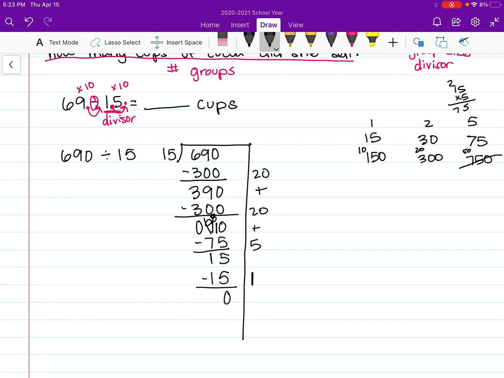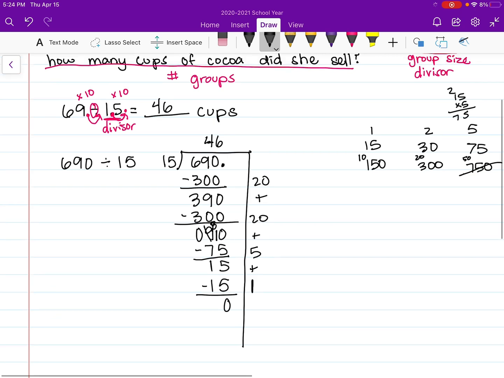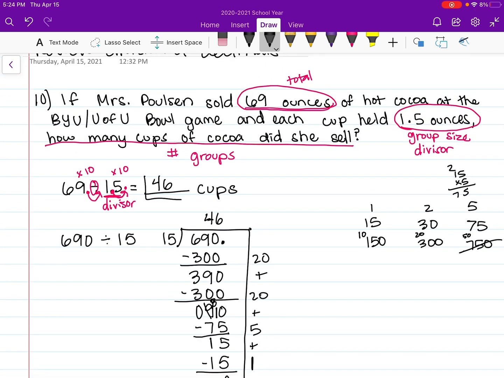And I just need to add the number of groups I took away, or the partial quotients. Quotient is the answer to a division problem. So I have 20 plus 20 plus 5 plus 1, which is 46. Since I don't have a decimal here, my decimal, like we could say it's right there, but I don't have any numbers after my decimal. So I don't need to put a decimal in my answer. So my answer is 46 cups, or Mrs. Polson sold 46 cups of hot cocoa.